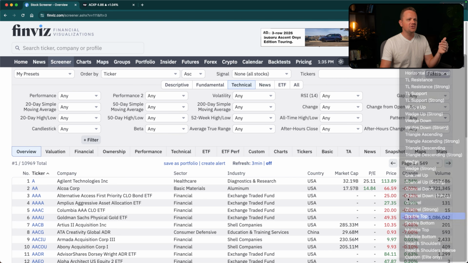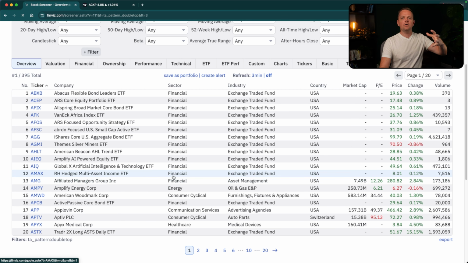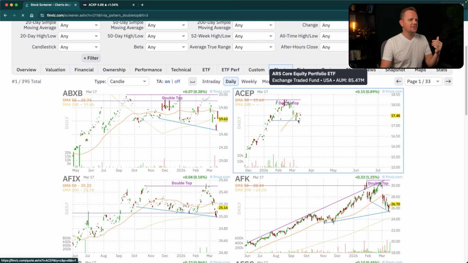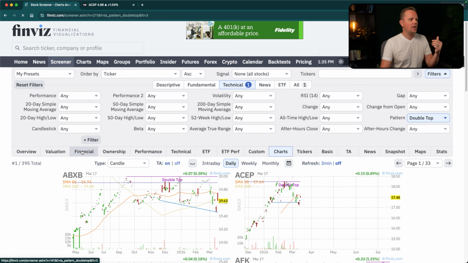So if we go down to double top, now we have a list of all the stocks that are showing a double top pattern currently. And if we go over to the charts, you can confirm that double top, double top, double top. Yep, they all have it.